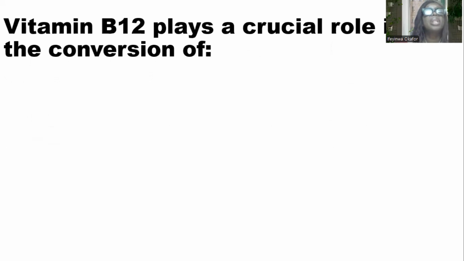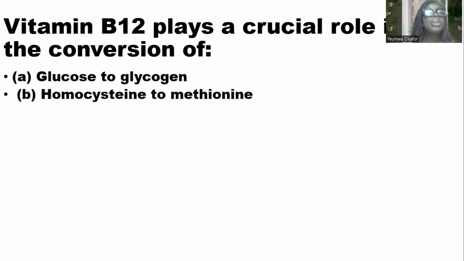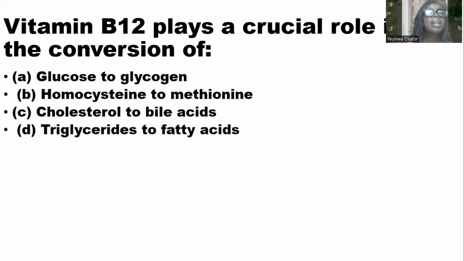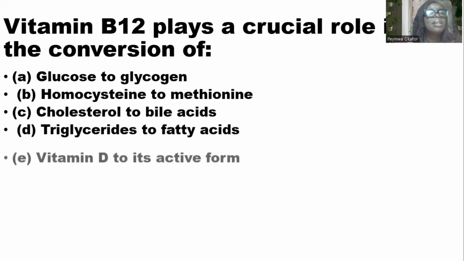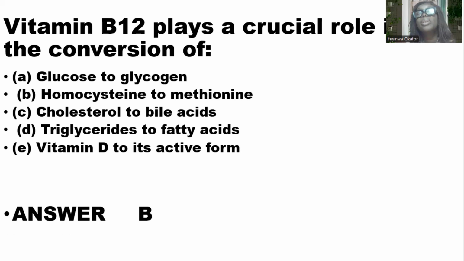Vitamin B12 plays a crucial role in the conversion of glucose to glycogen, homocysteine to methionine, cholesterol to bile acids, triglyceride to fatty acids, vitamin D to its active form. And the answer is B. B12 plays a very crucial role in converting homocysteine to methionine. And the form of B12 that is involved in this reaction is methylcobalamin as a coenzyme.